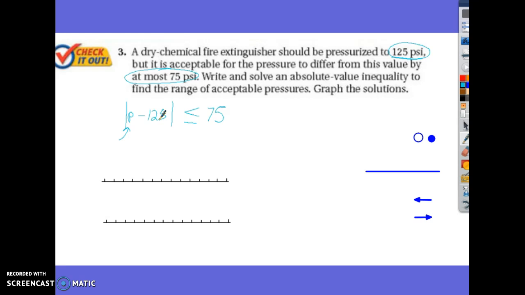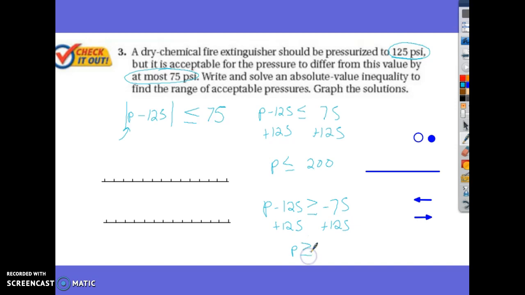Now, to solve it, we're just going to go back to our original plan. So we're going to do P minus 125 is less than or equal to 75. Add 125, add 125. So P is less than or equal to 200. Our other equation would be P minus 125 is greater than or equal to -75. Now we're going to add 125, add 125, and P is going to be greater than or equal to 50.